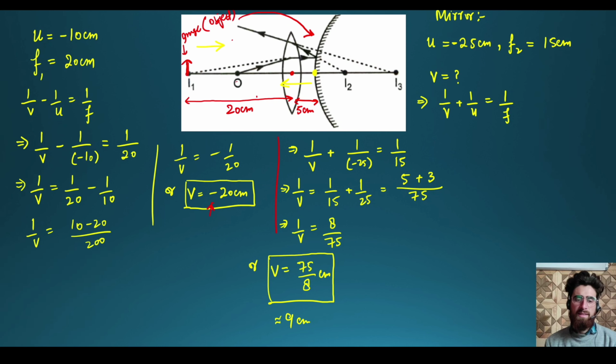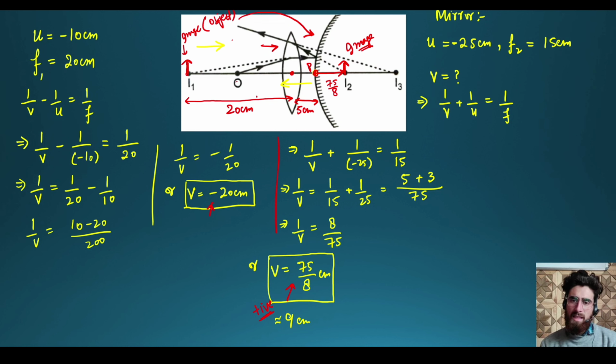But note one thing here, that the image distance comes out to be positive. So as per the sign conventions, from the pole of the convex mirror, in order to go in the positive direction, we have to travel in the direction of incident light. So this is the direction of incident light, so we will travel towards this side. This is going to be the image in the second case. It's going to be 75 upon 8 centimeters from the pole of the mirror.